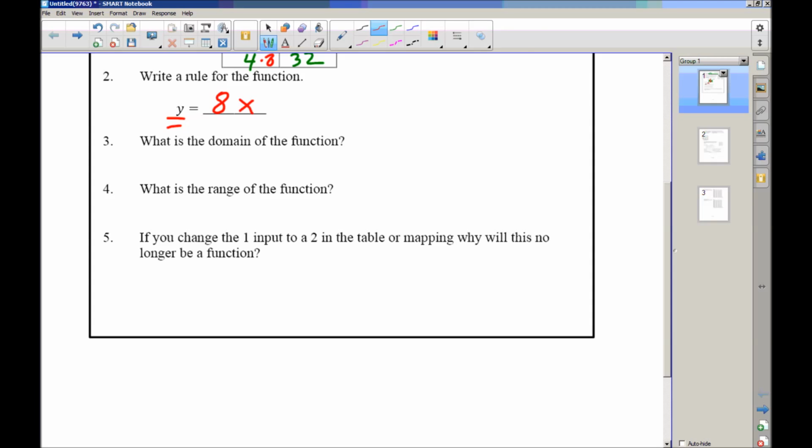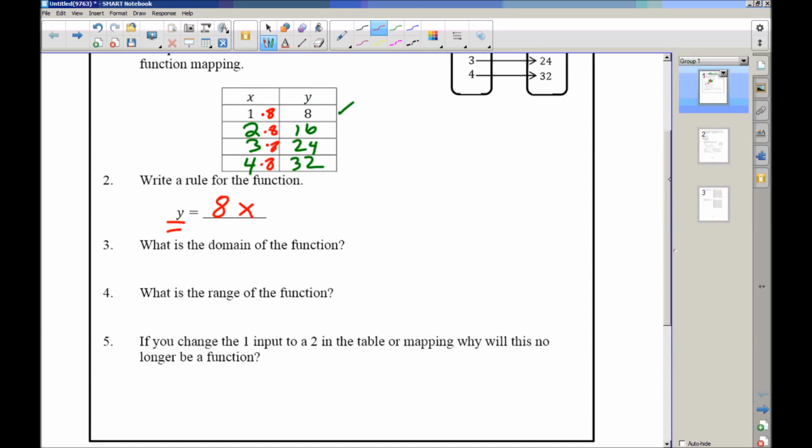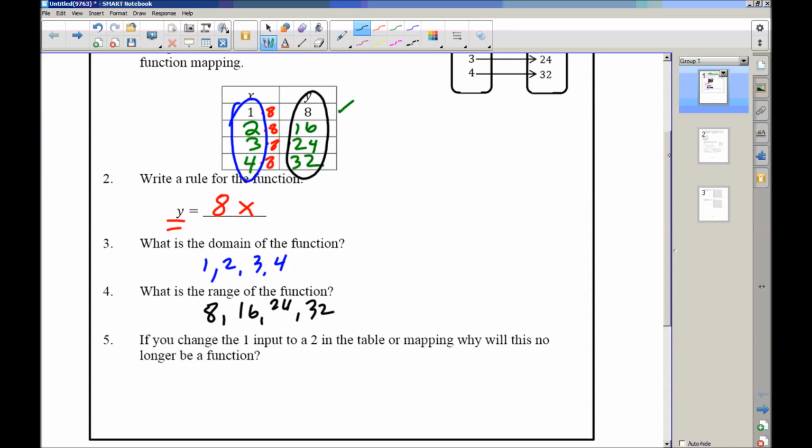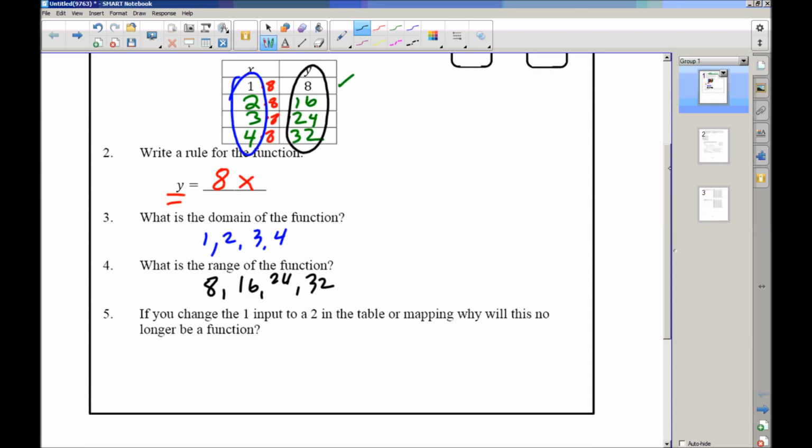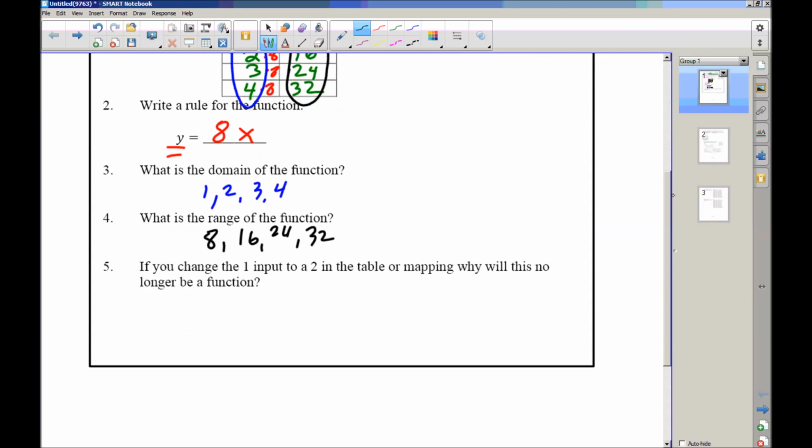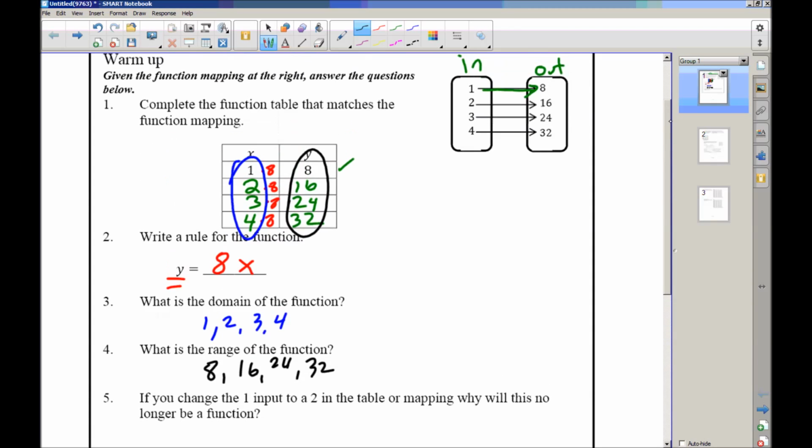So the domain was the set of all of the inputs. And the inputs were 1, 2, 3, and 4. Okay? Number 4 says, what is the range of this function? The range is the set of all of the outputs, and that is 8, 16, 24, and 32. All right, lastly, if you change the input 1 to a 2 in either the table or mapping, why will this no longer be a function?